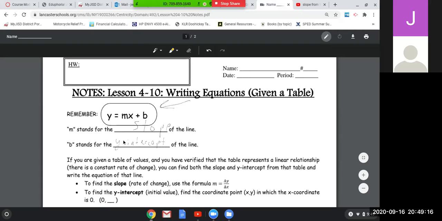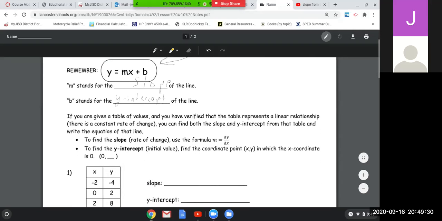So we can find b on the graph, or I'm sorry, on the table by looking at the x values and looking at where the x is 0, whatever y is, that's going to be b. Okay, so if you're given a table of values and you have verified that the table represents a linear relationship where there is a constant rate of change, okay, so at some point we'll talk about that. But you can find both the slope and the y-intercept in the table and write the equation of that line.